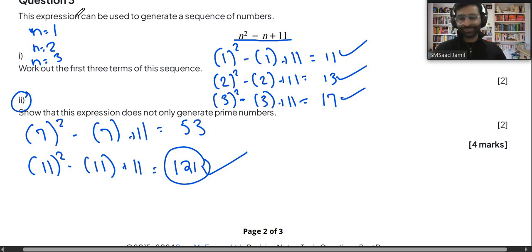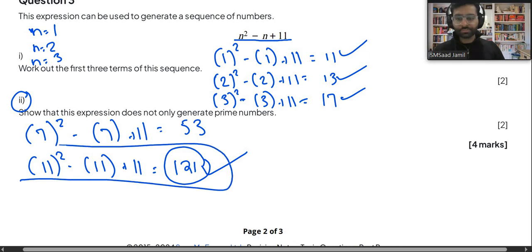Better be safe. No sir. Sir, what's the answer though? There's no answer. We have just shown this. This is the answer. Because we have shown that the result is not a prime number. Hence, we have proven this statement.